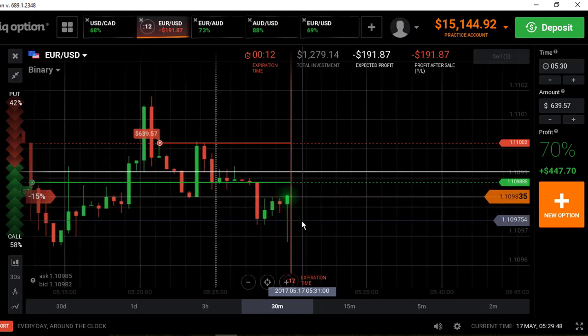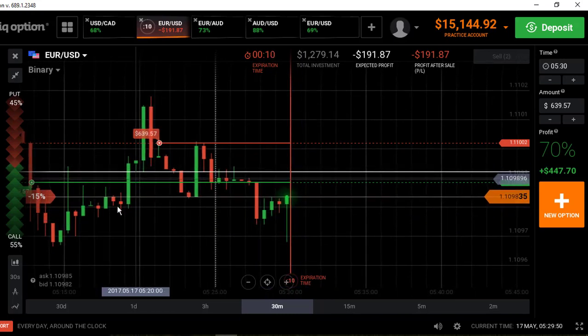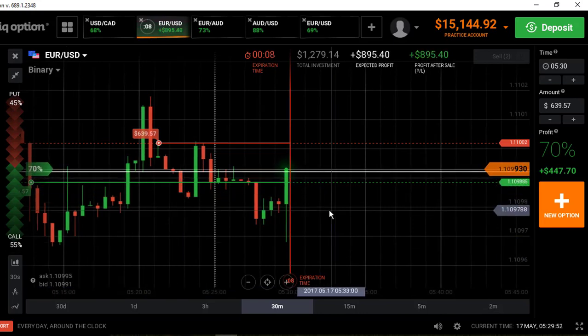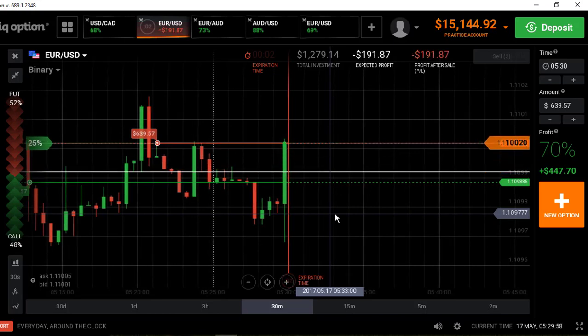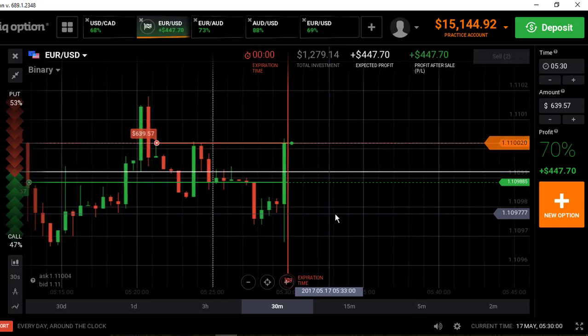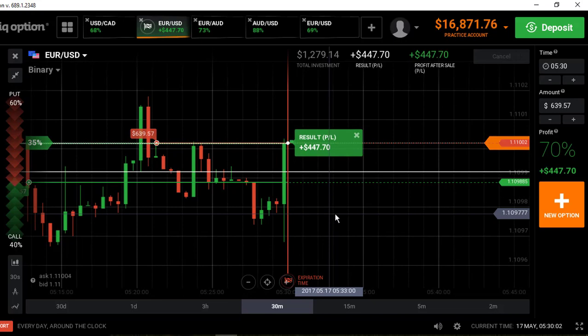14 seconds to go for the first entry. The second entry is good, but the first entry, oh, lucky us. Oh, I won both trades. Cool.